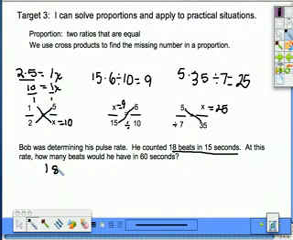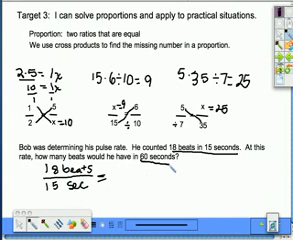Putting your labels will help you when you set up your proportion. It's 18 beats in 15 seconds. So we write that as a fraction. And I'm going to make a proportion, so I need an equal ratio. How many beats would he have in 60 seconds? Now I know the 60 seconds, the labels come into play because I have seconds on the bottom. I'm going to put 60 on the bottom over here because my label is seconds.